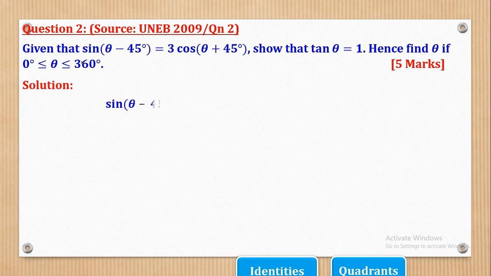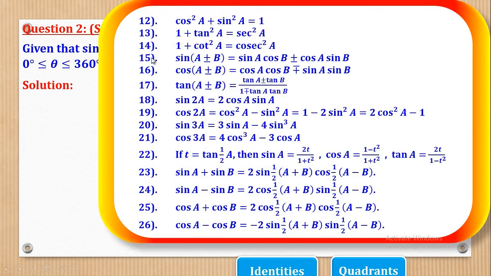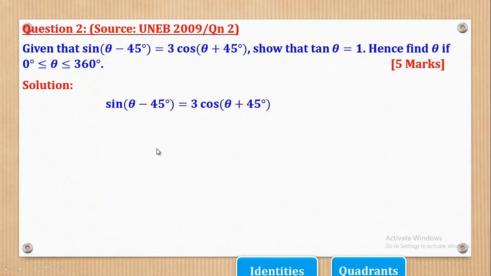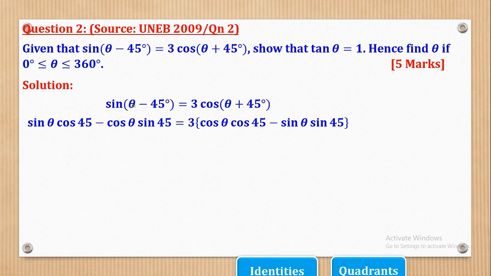So we are going to start by quoting the given equation. Then we remember that this one, sine A minus B, we shall go back to our identities and say that sine A minus B is sine A cos B minus cos A sine B. So we shall come here and write that our A is theta and our B is 45. A is theta, B is 45.